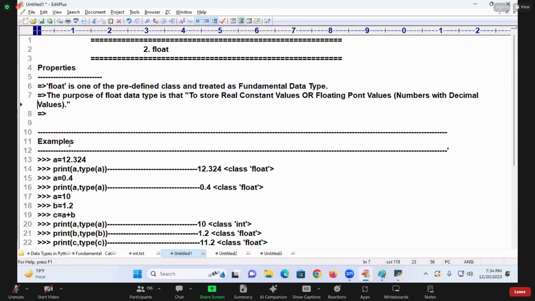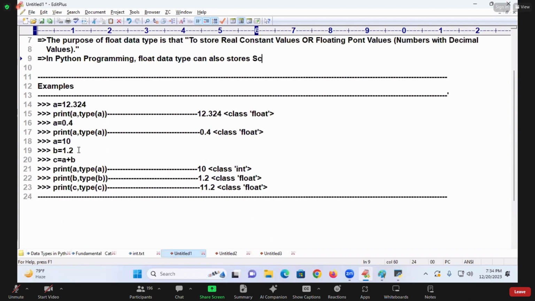Now, next I am going to look into one more thing. In Python programming, and of course it is possible in other programming languages also, this is one of the important features at the data science level. Float data type can also store scientific notation data.